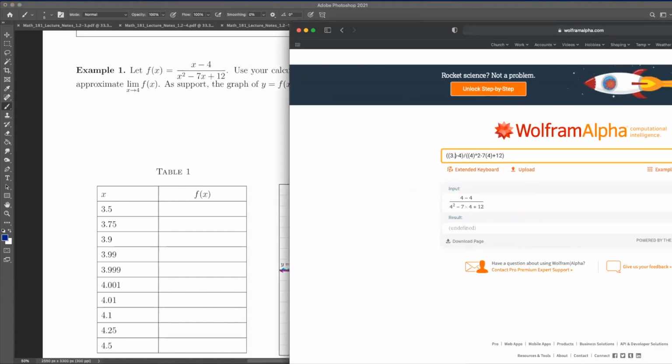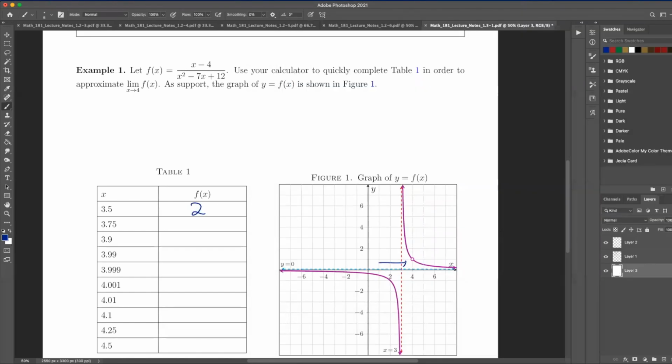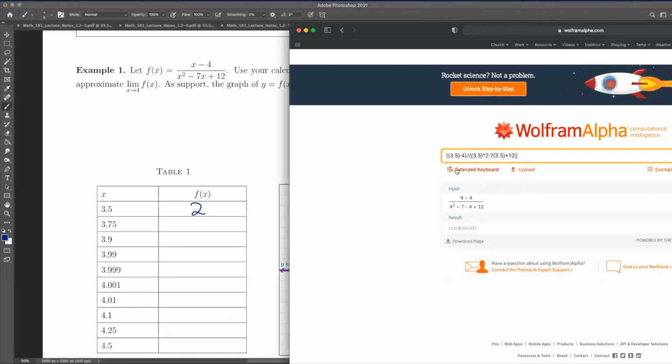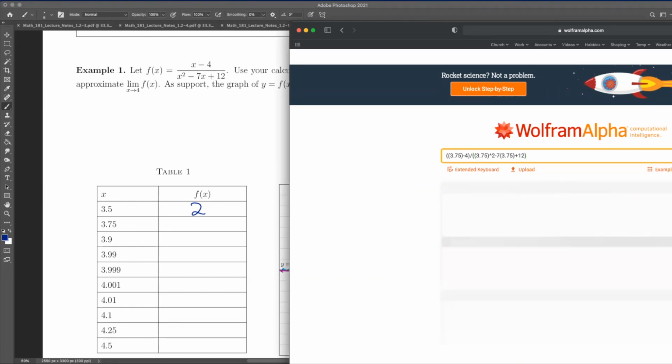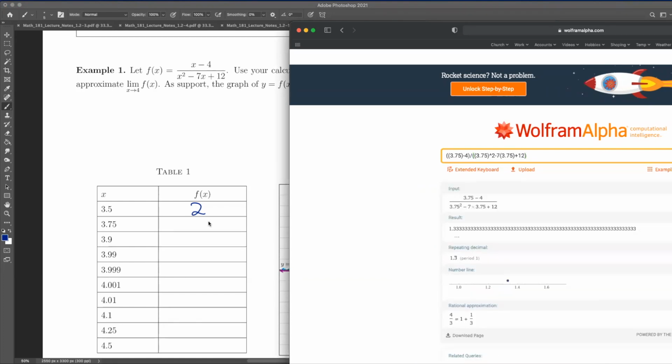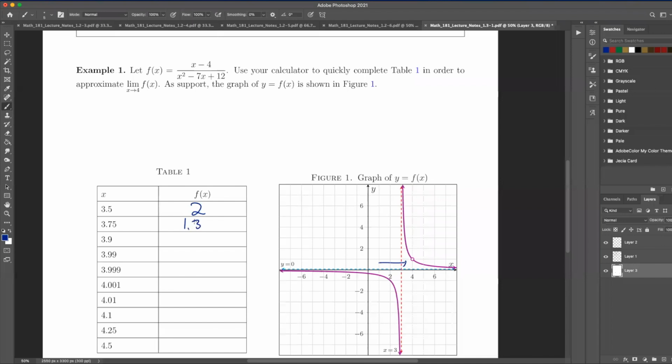We'll start at 3.5, and that gives us the value of 2. So if I write over here, I'm going to have 2. Let's pick the next one, 3.75. Now I'm getting even closer to it, and I get the value of 1.3 repeating.